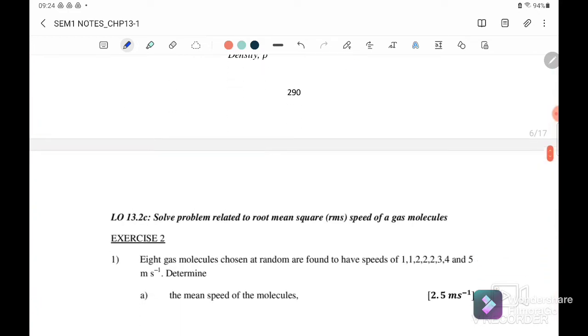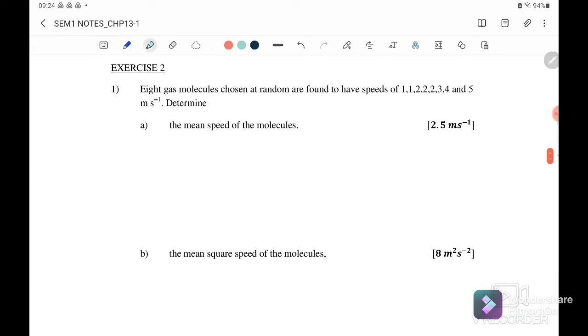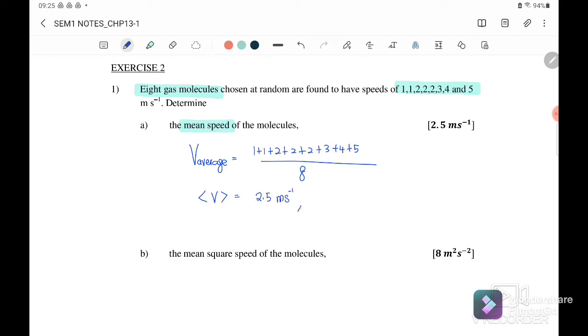Let us continue with exercise 2, question number 1. 8 gas molecules chosen at random are found to have speeds of 1, 1, 2, 2, 2, 3, 4, 5 meters per second. Determine the mean speed, meaning that we want to find the average. So our V average is equal to 1 + 1 + 2 + 2 + 2 + 3 + 4 + 5, and then we divide it by 8. If we press the calculator, we will get V average equals 2.5 meters per second.